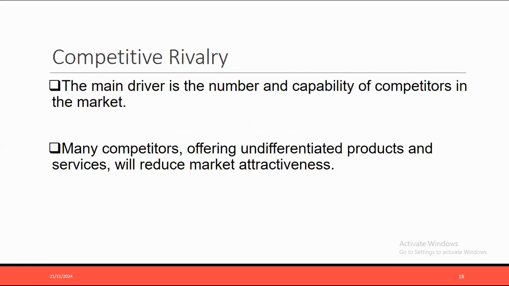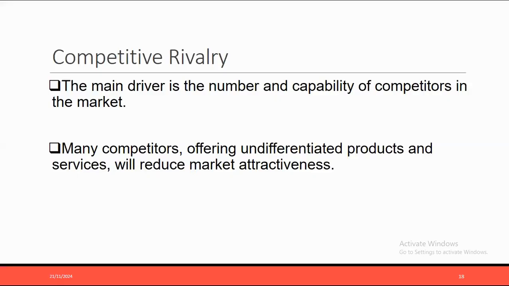So we've discussed supplier power and buyer power. We now talk about competitive rivalry, and this is the main driver, okay? It considers the number and capability of competitors in the market. It looks at how many people are in your line of business. If you have a lot of competitors who are offering undifferentiated products and services, it will reduce your market attractiveness. A lot of competitors on the market will reduce your level of market attractiveness.